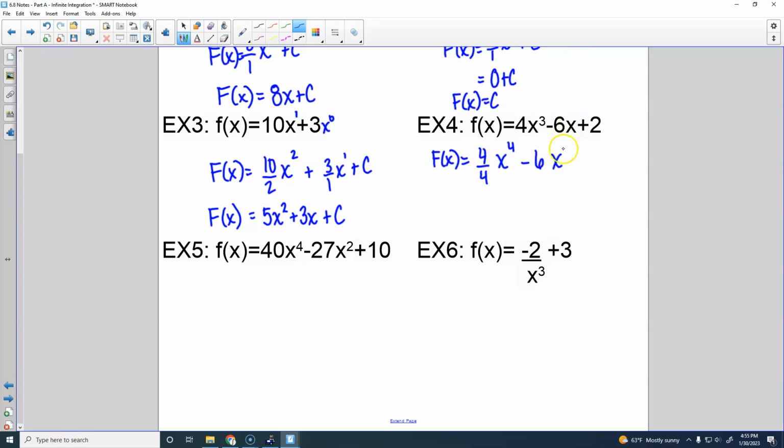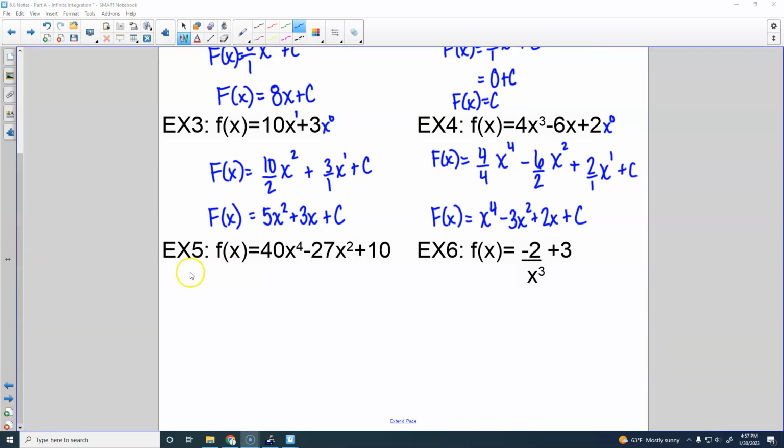Here I'm raising my exponent by 1. That'll give me 2. I'm dividing out front by that exponent. And then here I don't have any x's, so I'm raising the exponent by 1, dividing out front by that new exponent. So again, you don't really need to write that step. I just want to be very clear what I'm doing. So I'd have x to the 4th minus 3x squared plus 2x plus c. I should always have that plus c there.